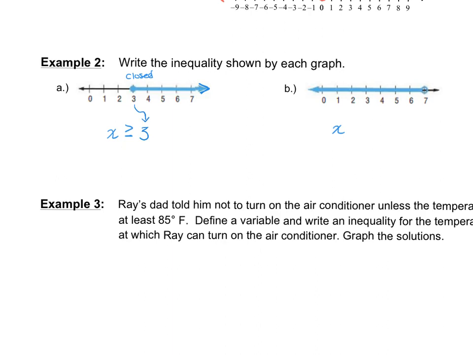Okay, next one, open circle, so it will not have an equal to, that line on the bottom of the inequality sign, and it's going to the left, so less than, and the number 7. It would only have the equal to bar on the bottom, like we had in the first one, if it's a closed circle.